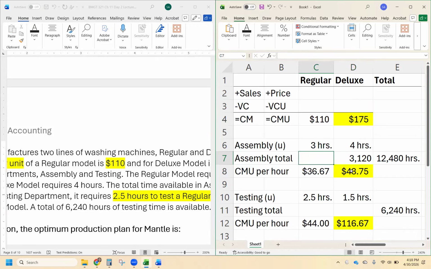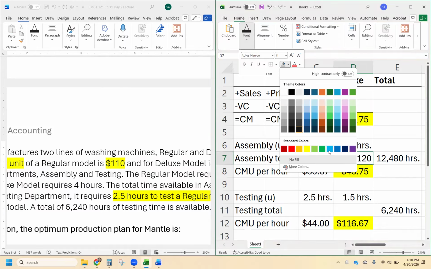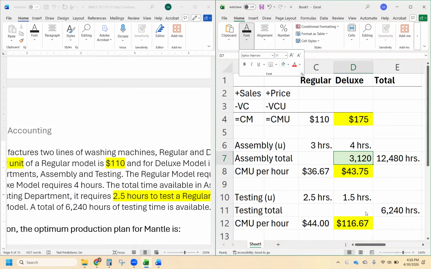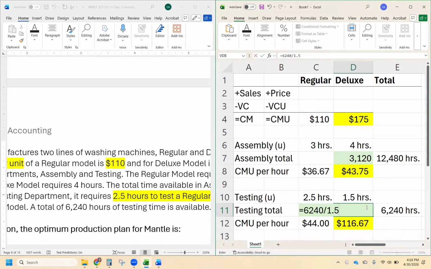And then for this one, we could make more, but we don't care about that because we're not making that one. So that's the most we can make. And this one down here, we can calculate that as well, but because it takes less time, we're going to be able to make a lot more of those, but we can still calculate it. So this is going to be 6,240 divided by 1.5. So this one's 41.6.